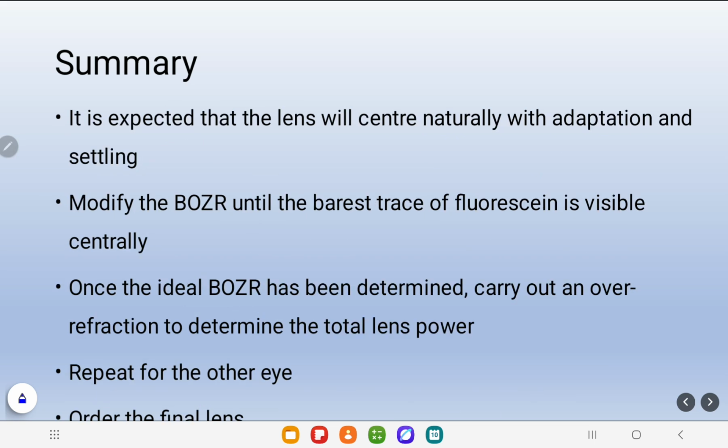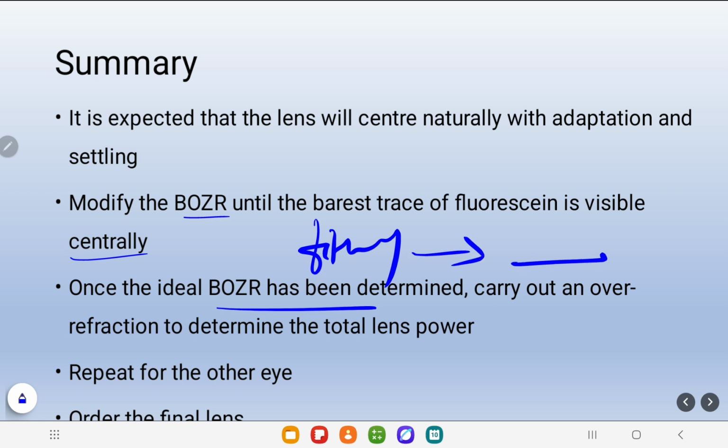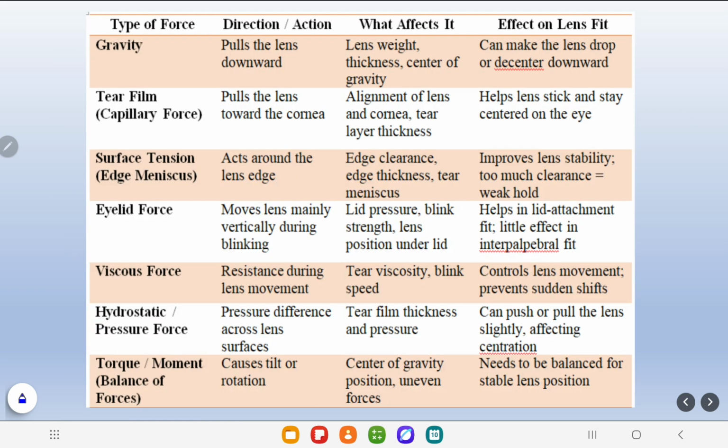So it is expected that the lens will center naturally with adaptation and settling. Modify the BOZR until the barest trace of fluorescence is visible centrally, because centrally we want a feather touch. Once the ideal BOZR has been determined, carry out an over refraction definitely. First we will do the fitting, then we will do the over refraction and all these things. Then repeat for the other eye and order the final lens.